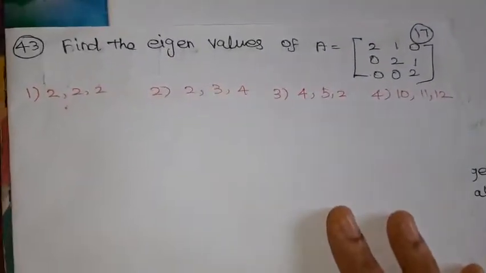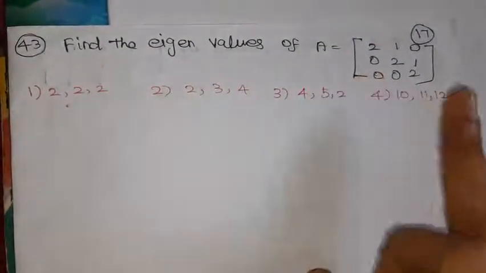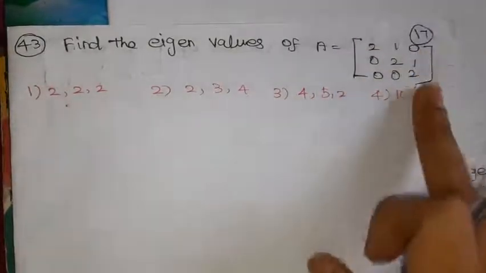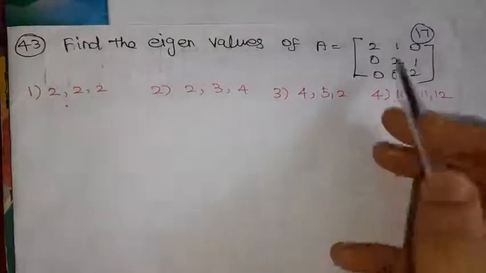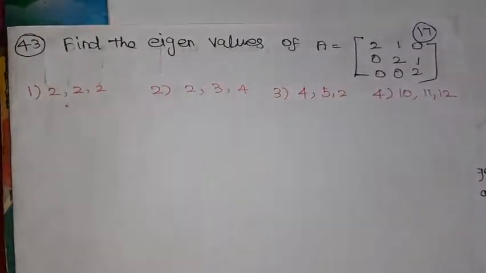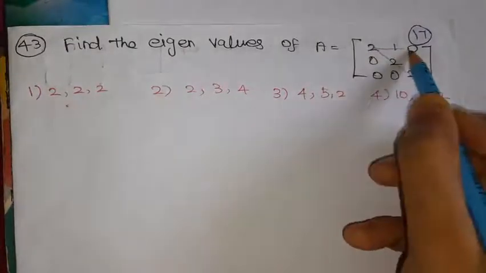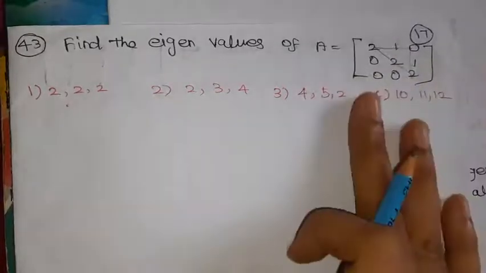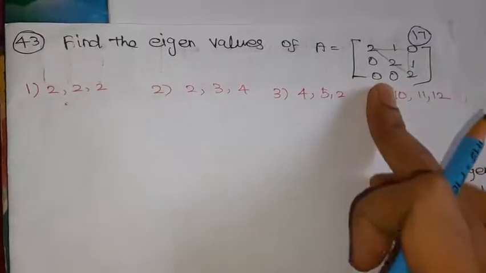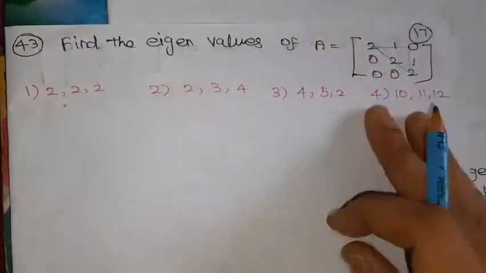Okay, find the eigenvalues of the given matrix A. The given matrix is a triangular matrix. Triangular matrix means the rest of the elements should be 0. This is an upper triangular matrix, where the elements below the diagonal are 0.